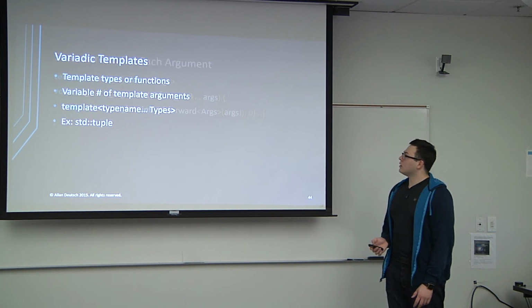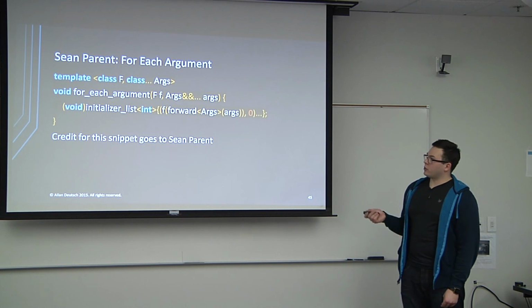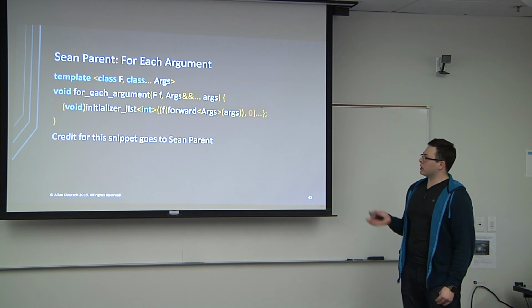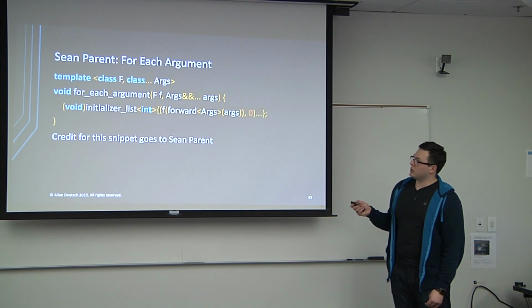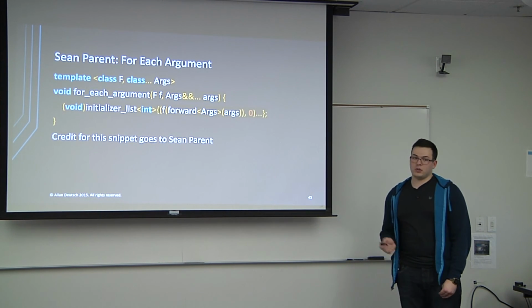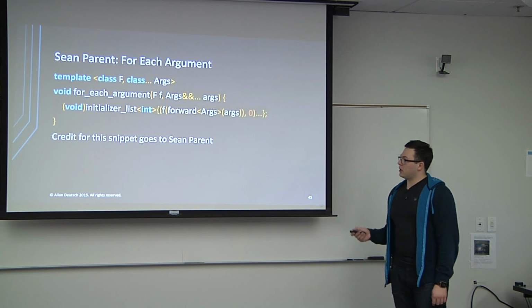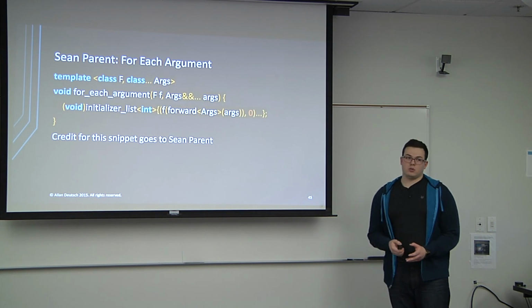Sean Parent made a code snippet here, which is called for_each_argument, and basically what it does is, well, it's not really basic, but you give it some sort of function, f, and then any number of arguments, and then it'll pass all of those arguments to f one at a time. And then all of this other stuff is just to create the machinery in which that can happen.